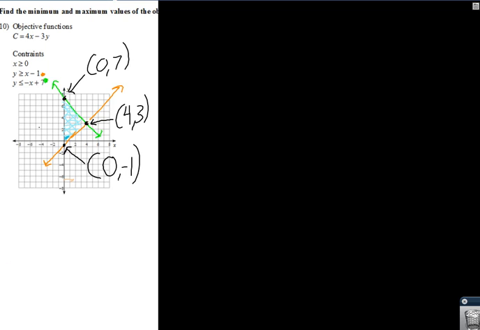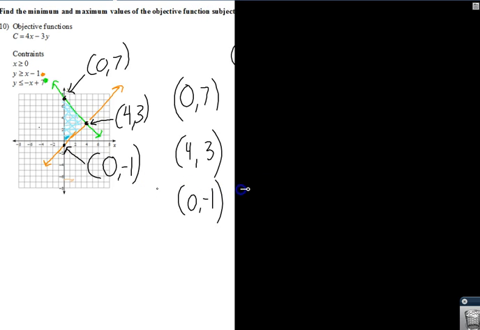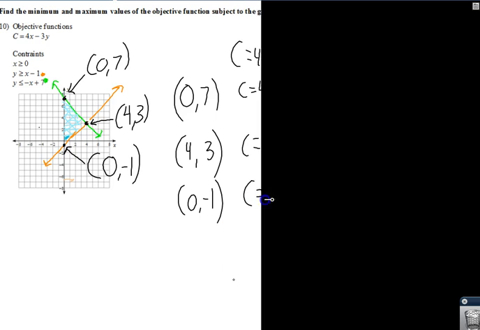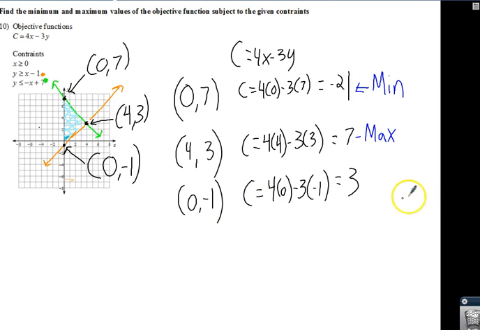What you are going to end up doing is taking these and putting them into your objective function. How? I take these 3 coordinates, and I put them into that objective function and find the minimum and maximum, which are as follows. My minimum is -21, found at the point (0, 7). My maximum is 7, found at the point (4, 3). You need all this information. I need to know what the max is, where it's found, and what the minimum is, and where it's found.